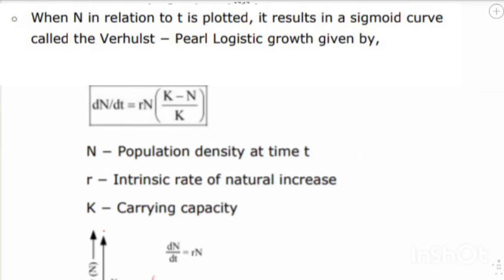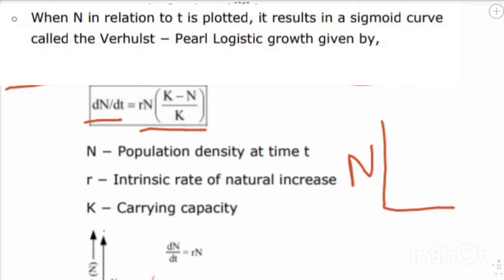Understand this. When N in relation to t is plotted, it results in a sigmoid curve called the Verhulst-Pearl logistic growth, given by dN/dt equals rN (K minus N)/K. As we know, when we plot the graph of population density N versus time t, we get a sigmoid curve. This is known as Verhulst-Pearl logistic growth, given by dN/dt equals rN times (K minus N) divided by K. Just remember this formula and repeat it daily.